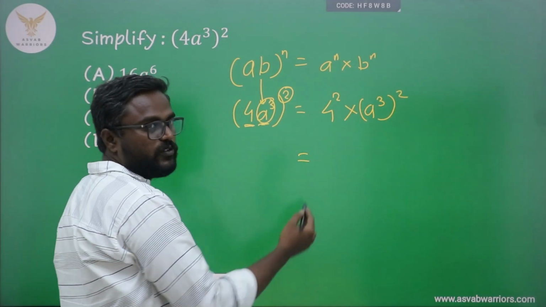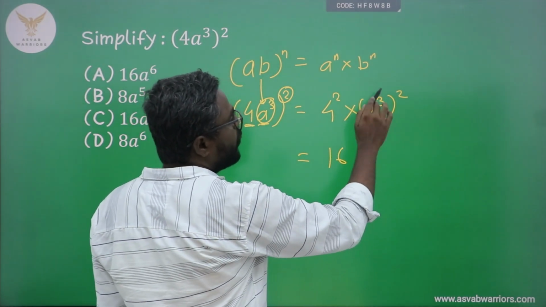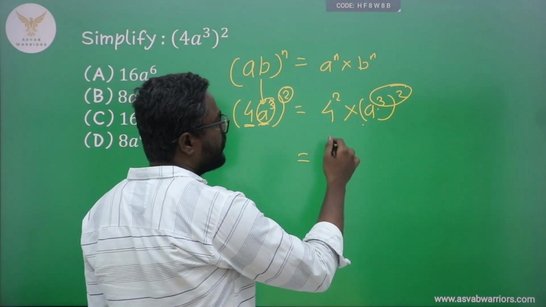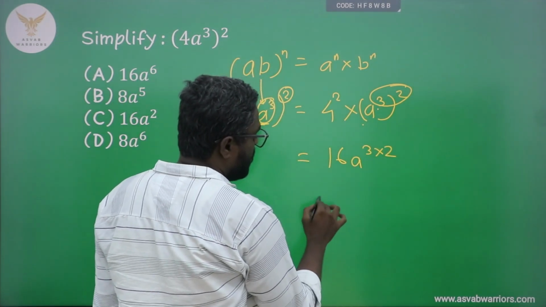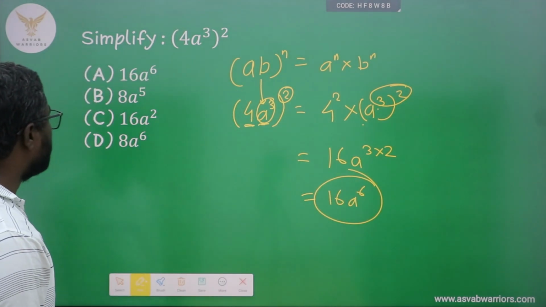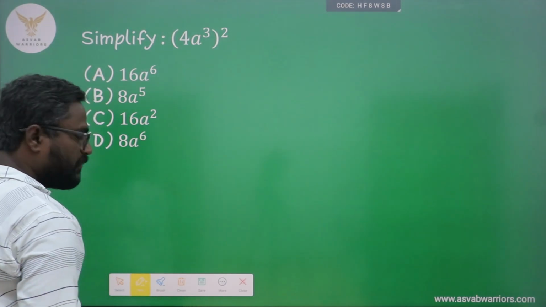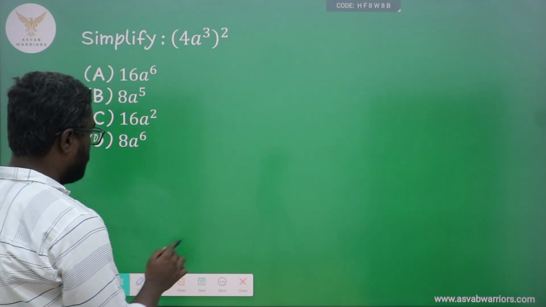So what do we have? 4 square is nothing but 4 times 4, which is 16. (a cube) to the power 2. So what do we do? According to the last rule, you multiply those powers. So a to the power 3 times 2, which is nothing but 16a to the power 6. So let's see if there is some option like that. Yep, option A is correct. Now let's move on to the next few questions.